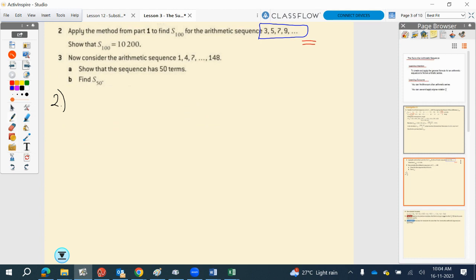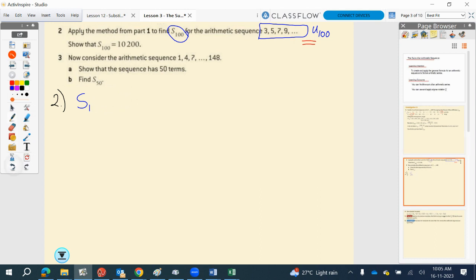So in order to do this, we need to find the 100th term in the sequence. We're finding the 100th term in the sequence because we want the sum of 100 terms. So the sum of 100 terms is equal to the first term in the sequence.